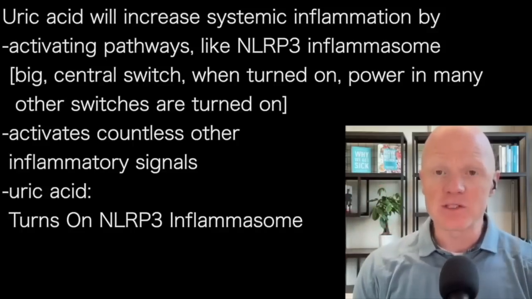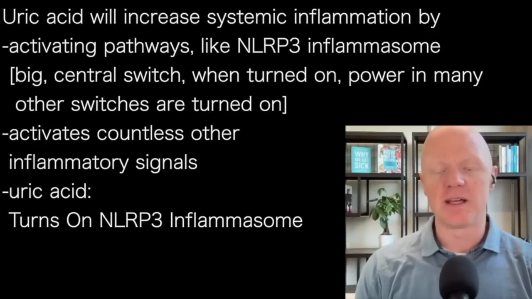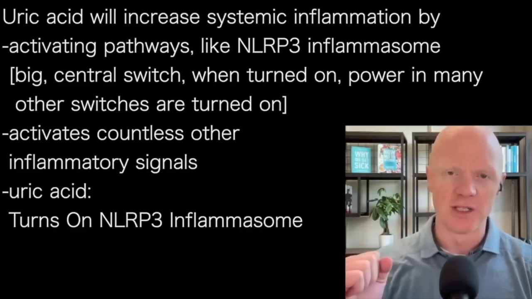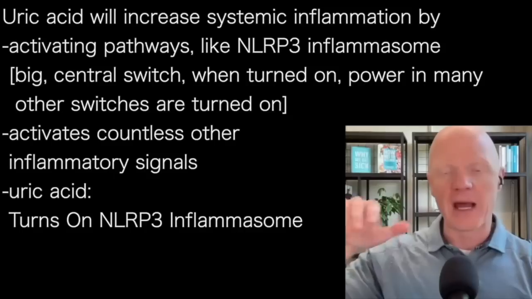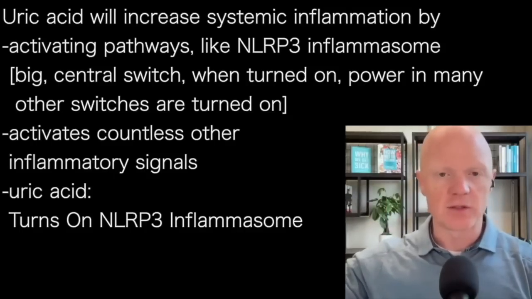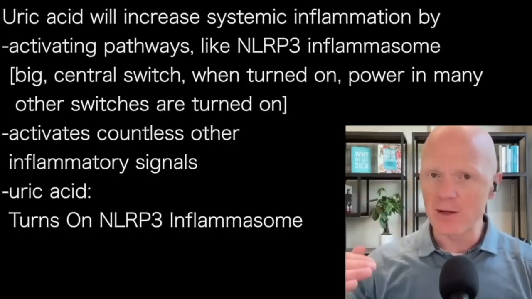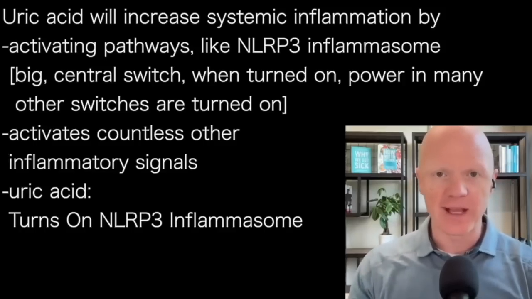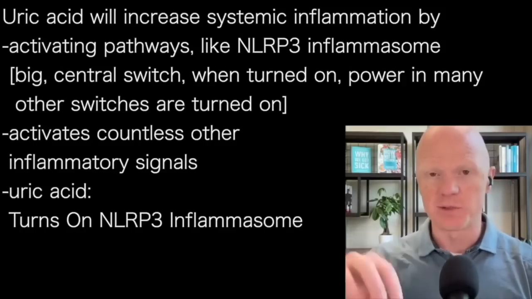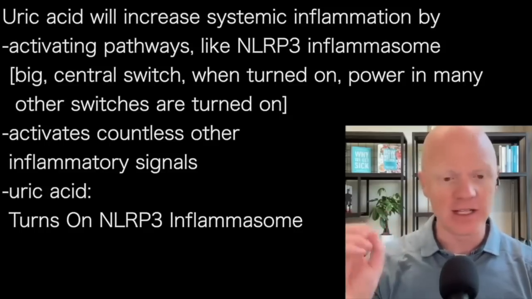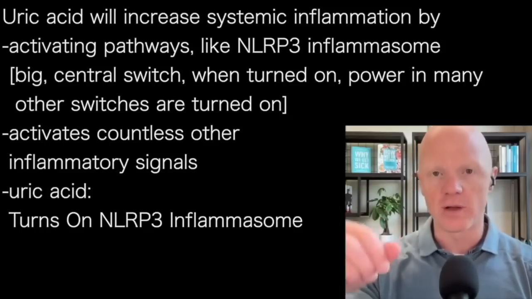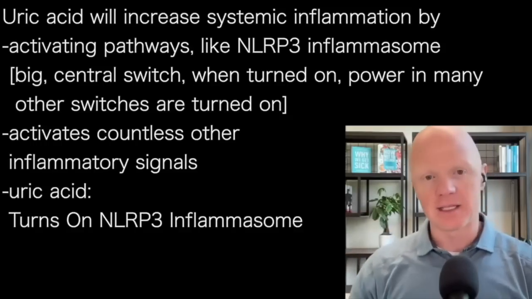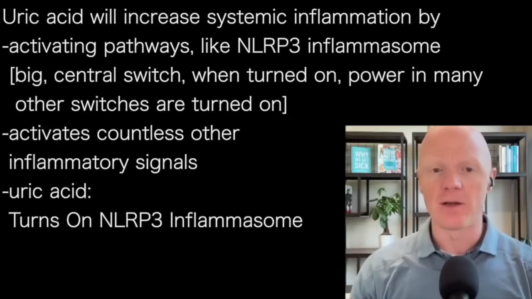And so with inflammasome, it's basically referring to this NLRP3. You could imagine it as this big central switch that when it's turned on, power throughout all of these other circuits is being turned on. So when NLRP3 is turned on, it's activating countless other inflammatory signals. So it's really at a nexus that when it gets activated, a lot of things will follow, or a lot of things will be turned on as a consequence of that one. And again, uric acid will turn that on.